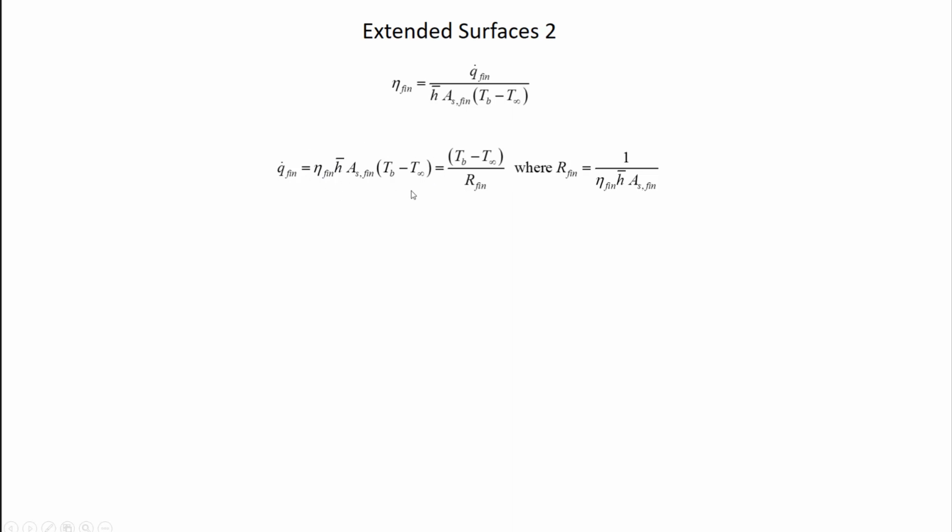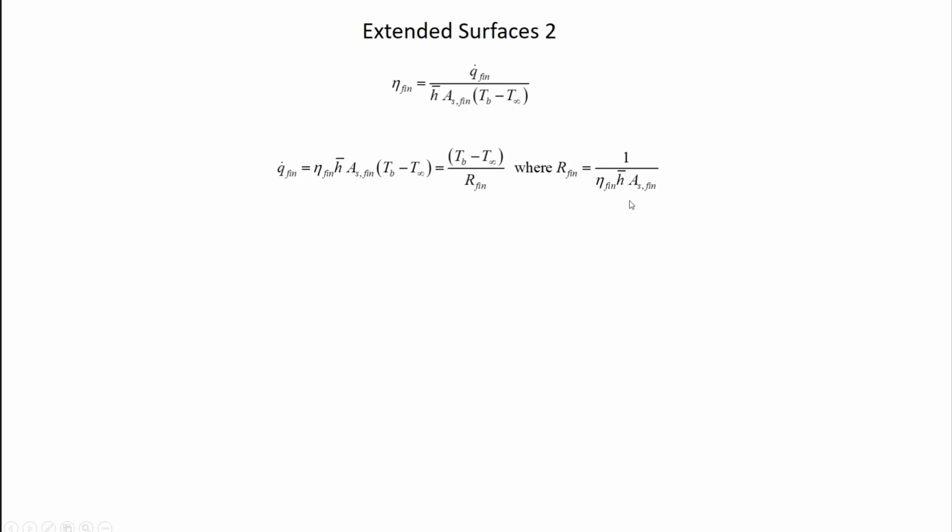And if you stare at that for a couple seconds, you realize that this looks again like just another resistance equation. The resistance of a fin is the inverse of this stuff here. The rate of heat transfer from a fin is driven by T_B minus T infinity, and then the resistance is 1 over this stuff here. So R fin is 1 over eta fin times h bar times A_s,fin. This is interesting if you look at it. This is saying that basically a fin resistance has the same form as a convective resistance.